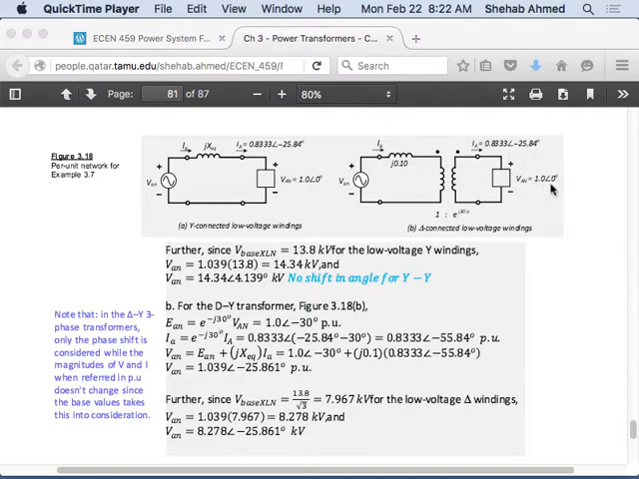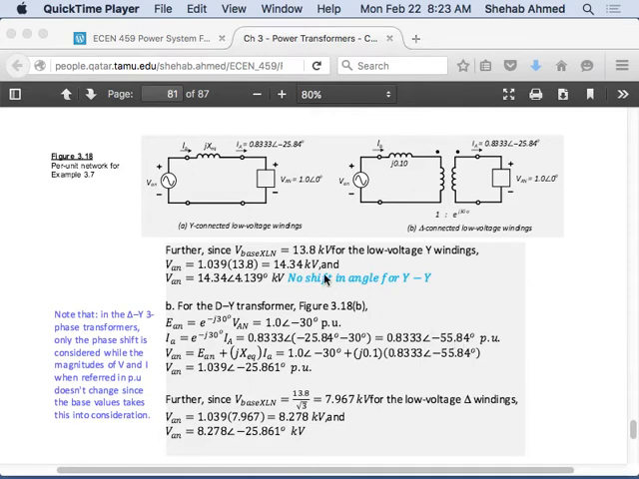Right? If I do that, if I change this and this, I can redraw this circuit. It will be the same circuit now. But this current is 0.833 times angle minus 55.84 instead of minus 25.84. And this voltage will be 1 angle minus 30. But then the circuit is the same. I brought the quantities to the primary side. Then the circuit is exactly the same, and you solve it. So that's what they did here. They just shifted the angle for the voltage and the angle for the current. Right? They brought everything to the primary side.